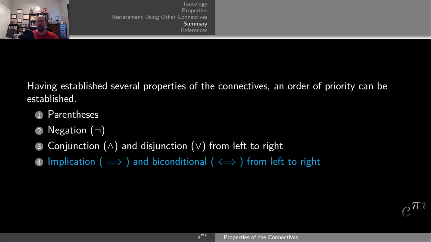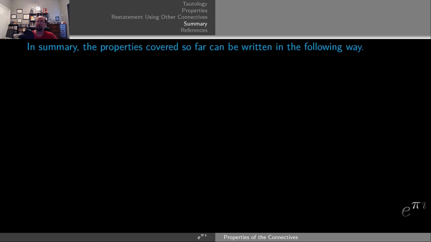Next, we have the implication and the biconditional, which are constructed out of the negation, conjunction, and disjunction by the previously established identities. Consequently, we evaluate them in order from left to right also. With this order of operations established, we can summarize the properties we've covered so far in the following nicer way by omitting some parentheses that are no longer necessary with the order of operations.